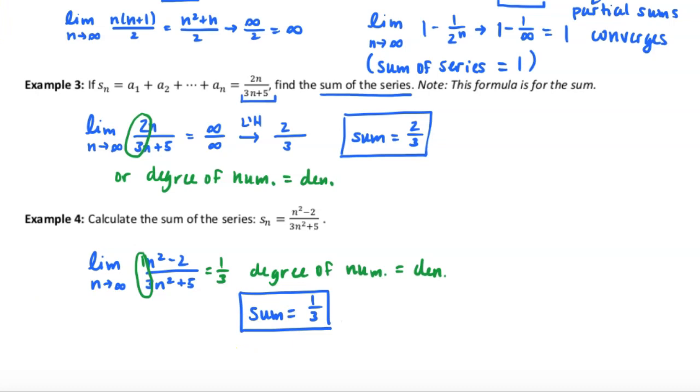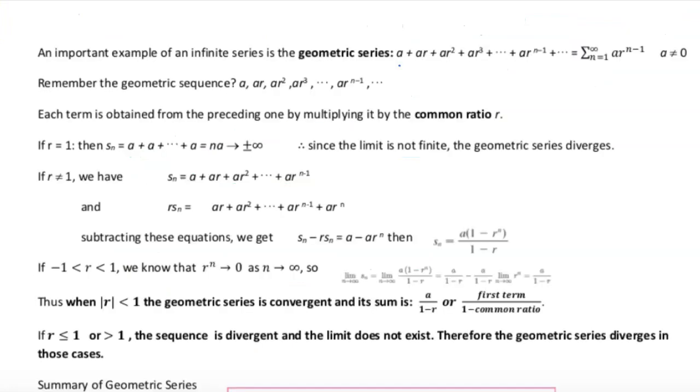And so now let's talk about some specific types of series. In the last section, we talked about a geometric sequence. Now we're going to talk about a geometric series. A geometric series is essentially the series version of a geometric sequence in which we have a common ratio between terms. So each term is obtained from the preceding one by multiplying it by the common ratio r.